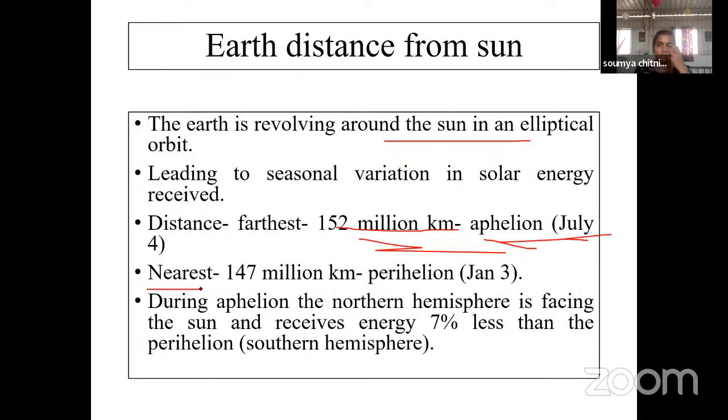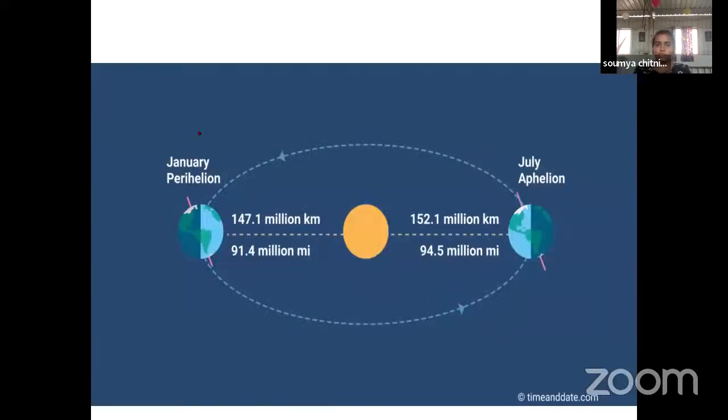When the sun is nearest to the earth, at about 147 million kilometer, we call it perihelion, that is on January 9. When it is farthest, the solar radiation which reaches is less compared to when the earth is near to the sun. During aphelion, the northern hemisphere is facing the sun and receives energy 7% less than the southern hemisphere during perihelion. So when we compare the near and far distance between the earth and sun, we can find the energy difference there. Do not worry much about this. You must know only the terms aphelion and perihelion. Here you can see January and July, and the perihelion and the aphelion have been given here.